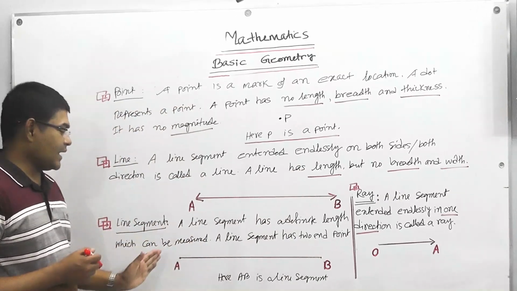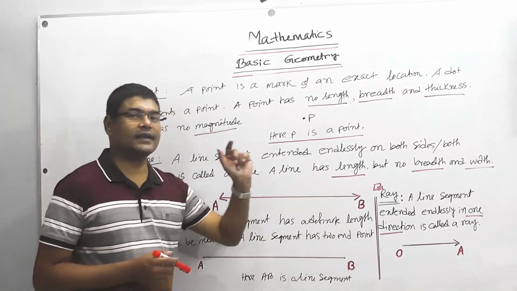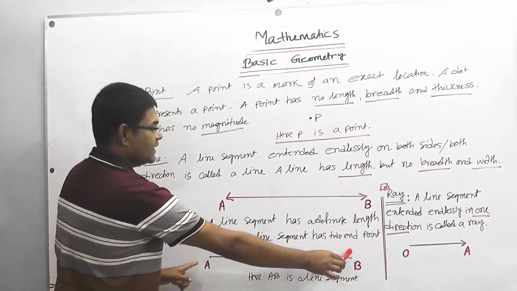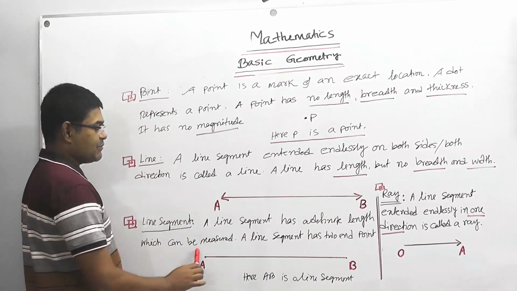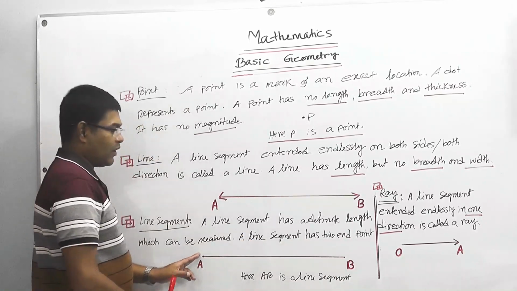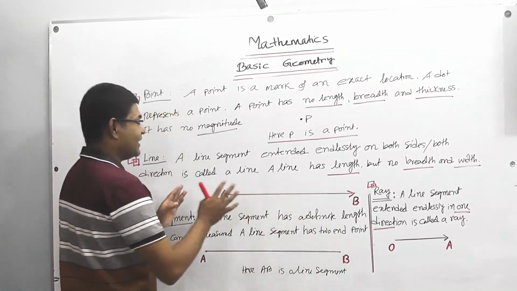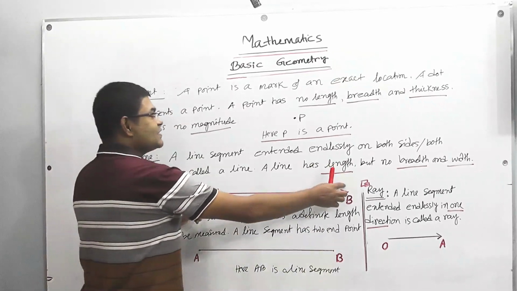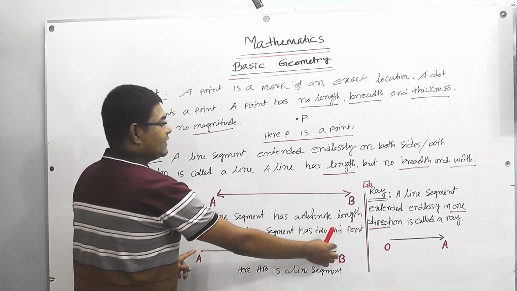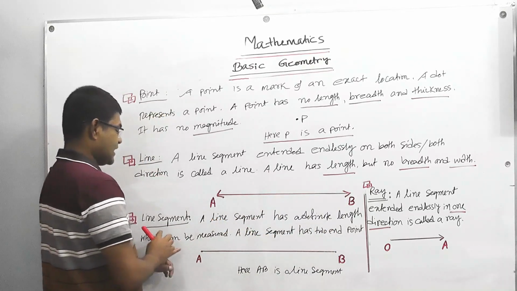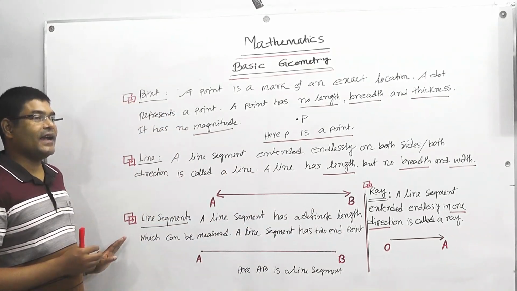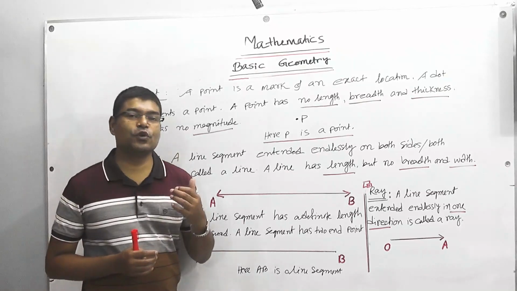You can see it has no direction. A line segment has a definite length, which can be measured. A line segment has two end points. This point and this point are the end points, but in a line, this part and this part are open. These two points are fixed. So this is a line, this is a line segment, and we have to know the ray.